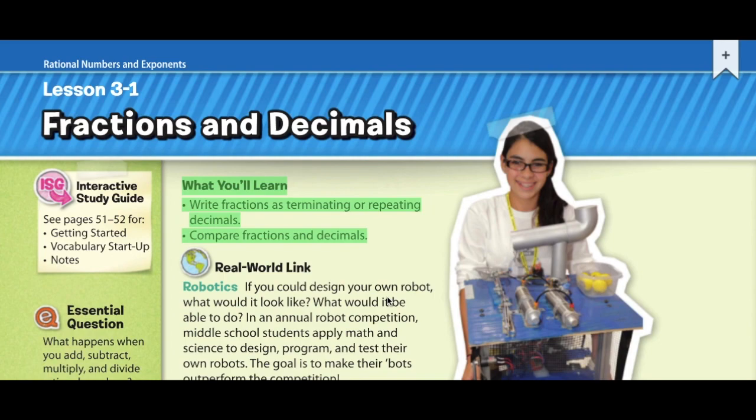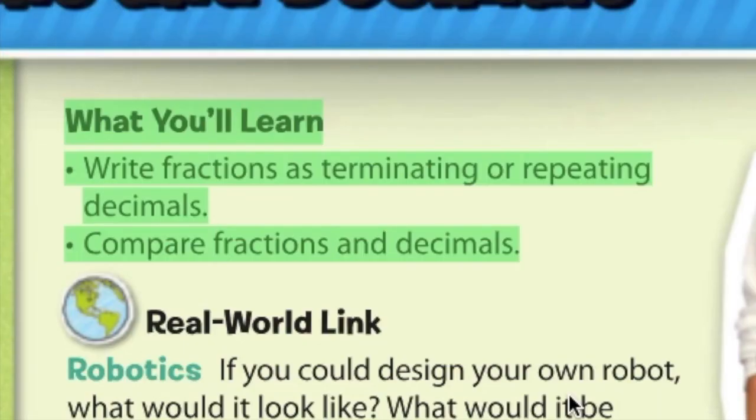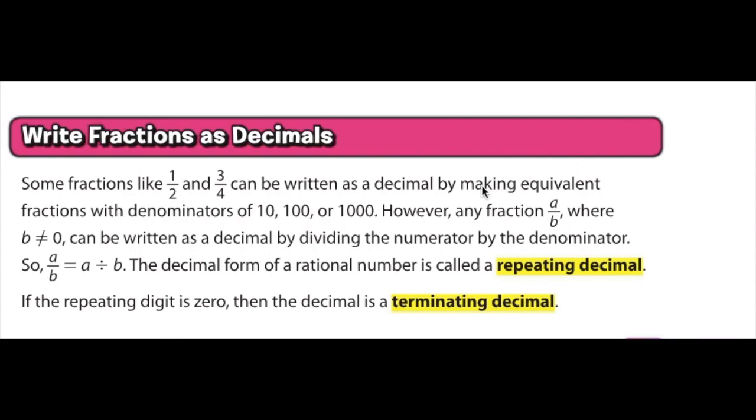The I can statements for Lesson 3.1 are: I can write fractions as terminating or repeating decimals, and I can compare fractions and decimals. For the vocabulary words in Section 3.1, you have a repeating decimal and terminating decimal.